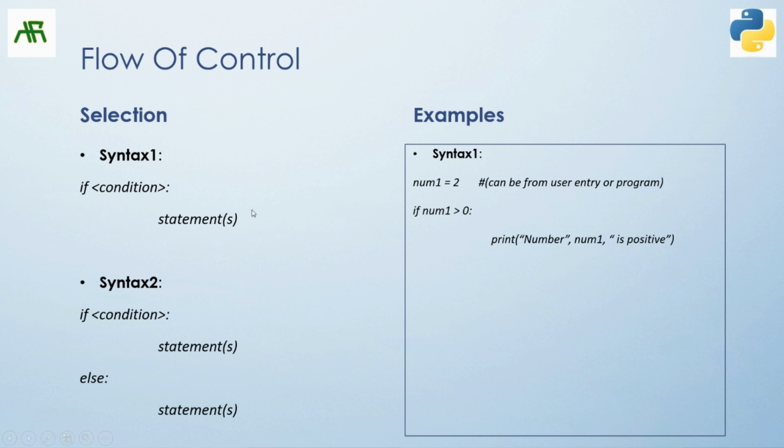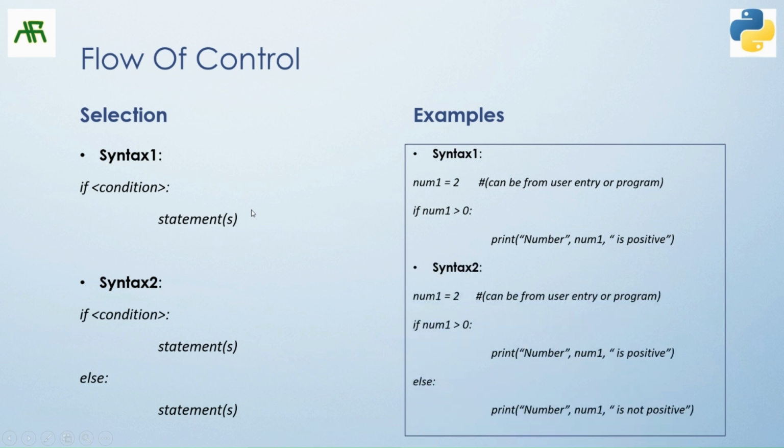So the next example for the syntax 2 is number 1 equal to same number variable. If number 1 is greater than 0, print same statement we stopped before, else print number 1 is not positive. It's the alternate of what should be done. I mean, if a condition is satisfied, do this. If a condition is not satisfied, else do something else.